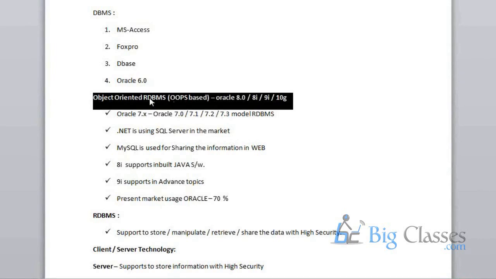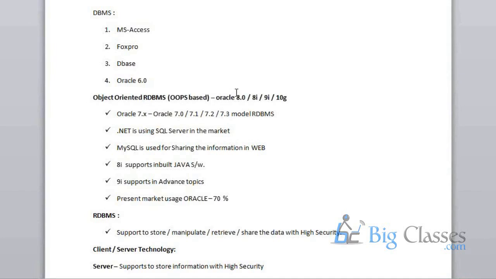The examples under object oriented RDBMS are Oracle 8.0, 8i, 9i, 10g. Likewise Oracle 7 and .NET technology using SQL also support web development, and Oracle 8i supports Java software also. So Oracle RDBMS supports the Java environment also. The 9i version supports advanced topics.